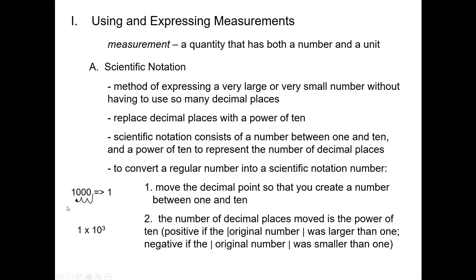That's what those mean, and so that's what we're just letting somebody know about this. Now, how do I know that it's going to be a positive 3? If this original number was larger than 1, then it's a positive power of 10. It's a negative power of 10 if the original number was smaller than 1. And we'll do some examples of both of those.